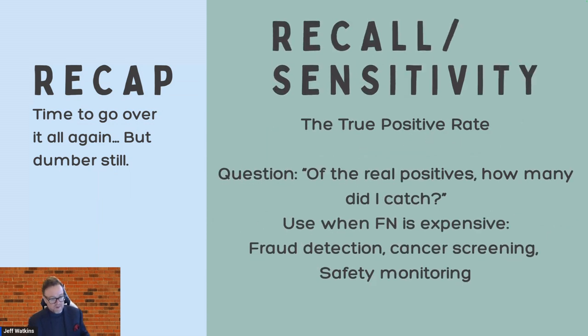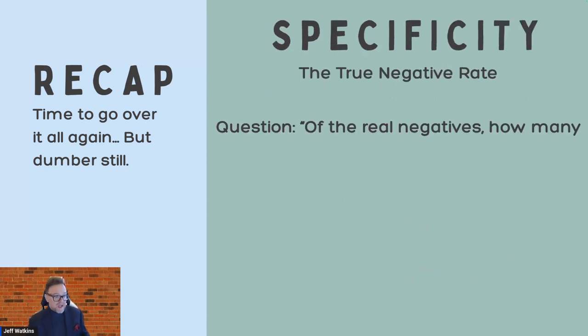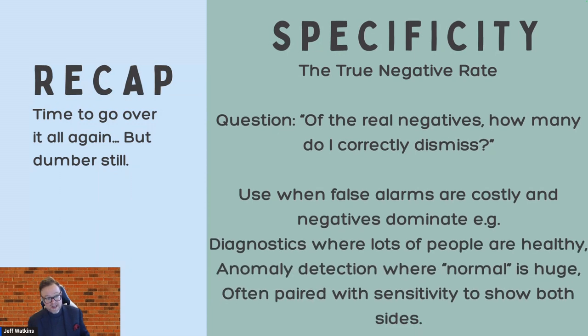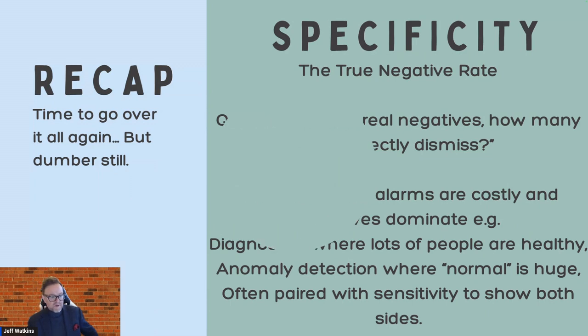There's recall, a.k.a. sensitivity. This is the true positive rate. Of the real positives, how many did I catch? Used when false negatives are expensive, things like fraud detection, cancer screening, and safety monitoring. Then specificity, or the true negative rate. Of the real negatives, how many did I correctly dismiss? Used when false alarms are costly and negatives dominate, things like diagnostics when people are healthy.